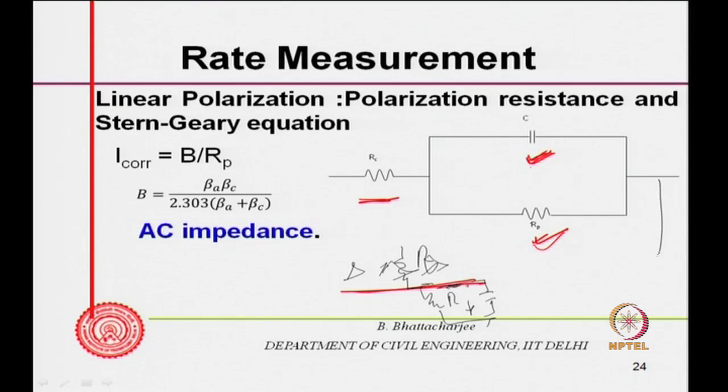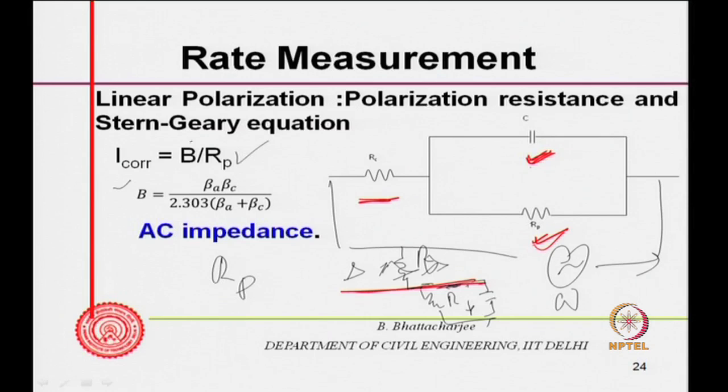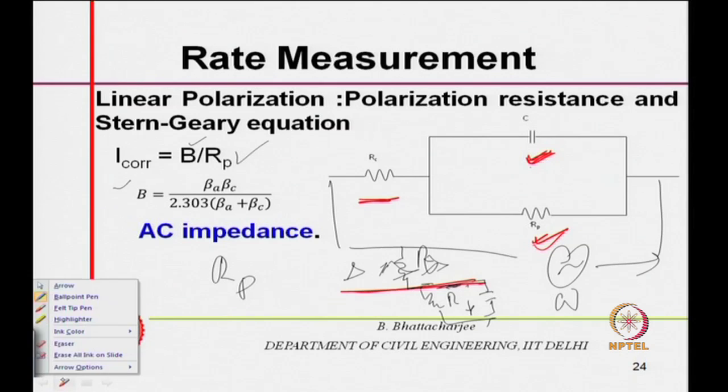When we apply an alternating current through this and vary the frequency, from the variation of frequencies we can make two kinds of plots, one called the Nyquist plot, another called the Bode plot, and from those plots again you can find out R p, and then I corr is B divided by R p. So, corrosion current density can also be found out from AC impedance spectroscopy, but I do not have time to discuss them in detail.